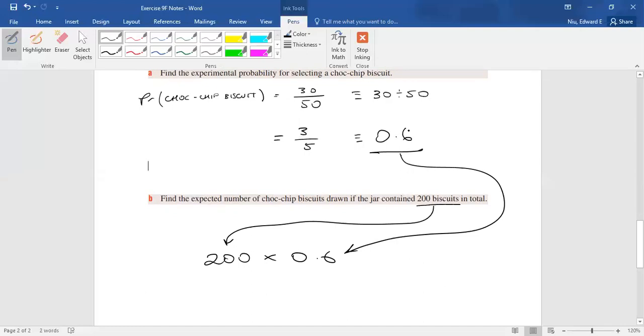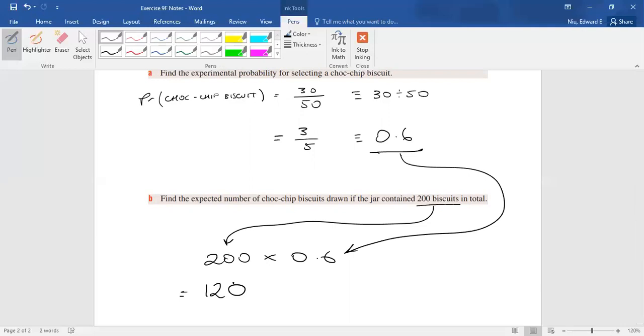So what is 200 times 0.6? Well, 100 times 0.6 is 60, so 200 times 0.6 is going to get us 120. So we could expect drawing 120 choc chip biscuits out of a jar of 200.